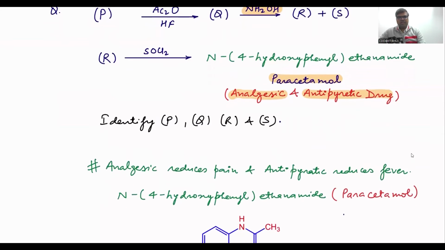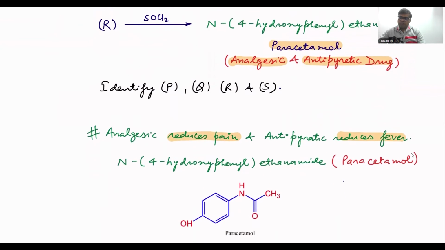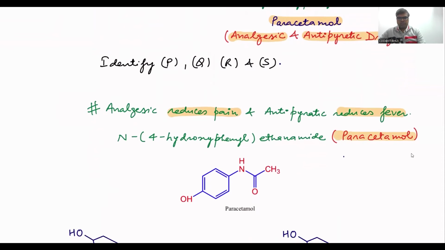So I mentioned that thing as a hint for you. In your question, you have to identify P, Q, R, and S. Analgesics reduce your pain and antipyretics reduce fever. And N4 hydroxyl phenylethanamide, if you draw the structure, is known as paracetamol. For you, I have drawn the structure. This is paracetamol. Now you can initiate the question.